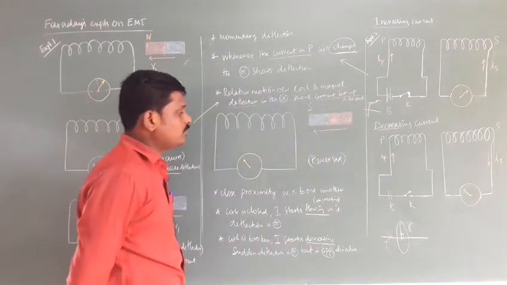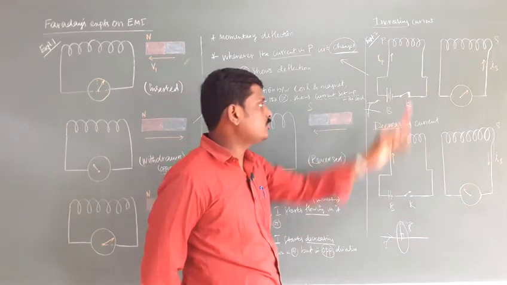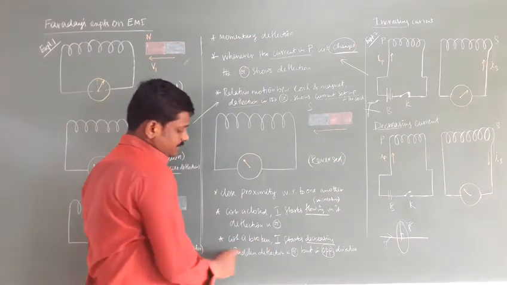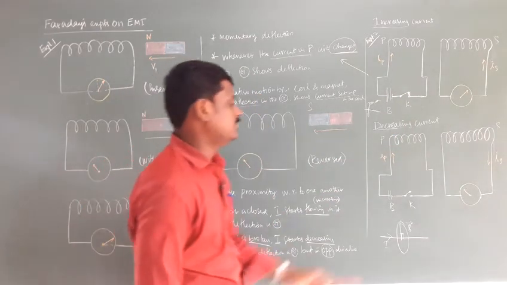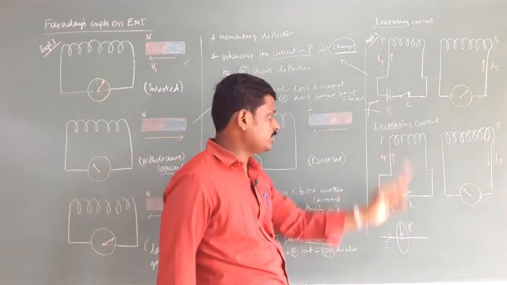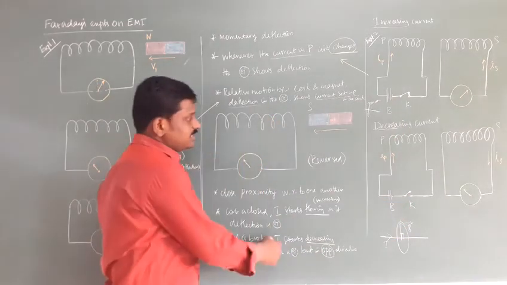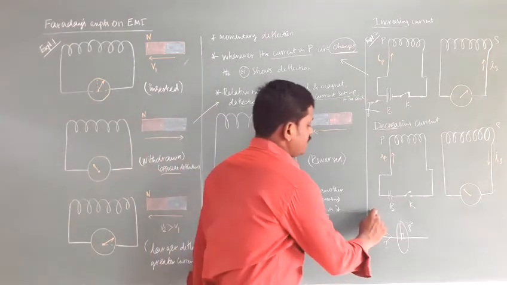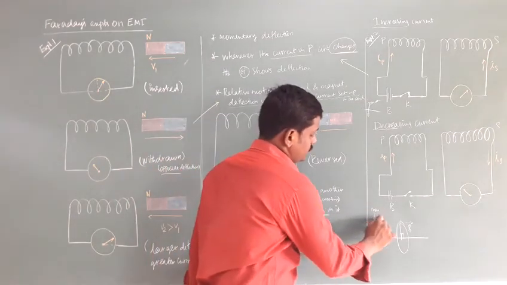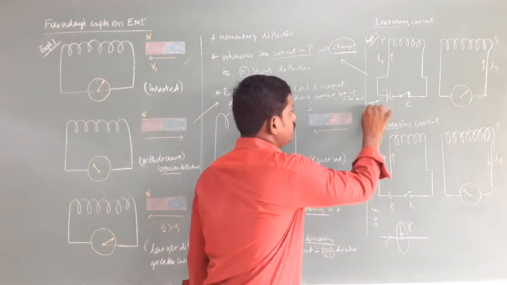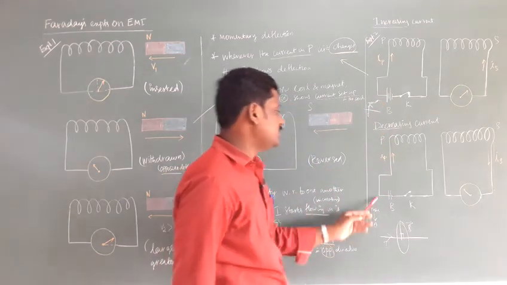Now again I am closing the circuit. Now I am breaking the circuit, that is, opening the circuit. This is a closed circuit. This is an open circuit, so current starts decreasing. Current decreasing means again from maximum to 0. Here it was 0 to maximum. So there is a change in current.